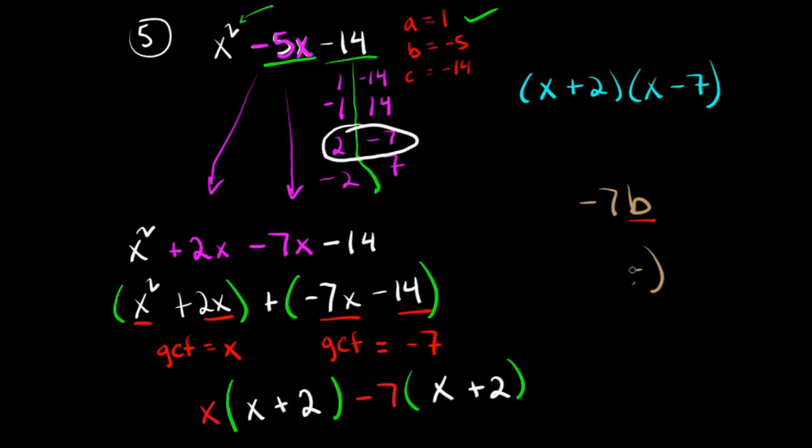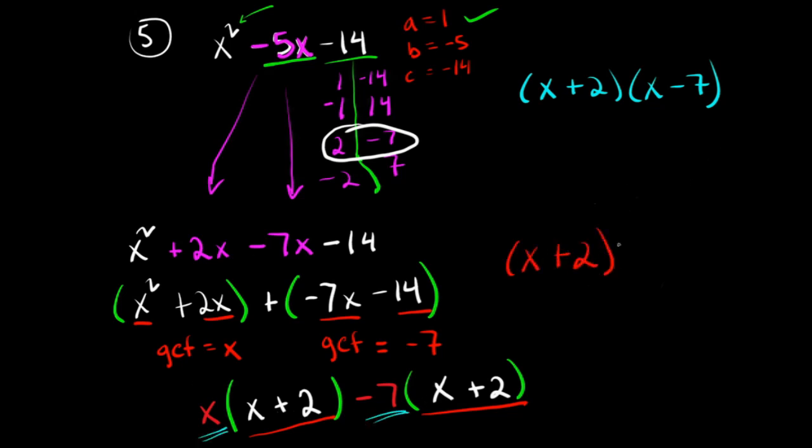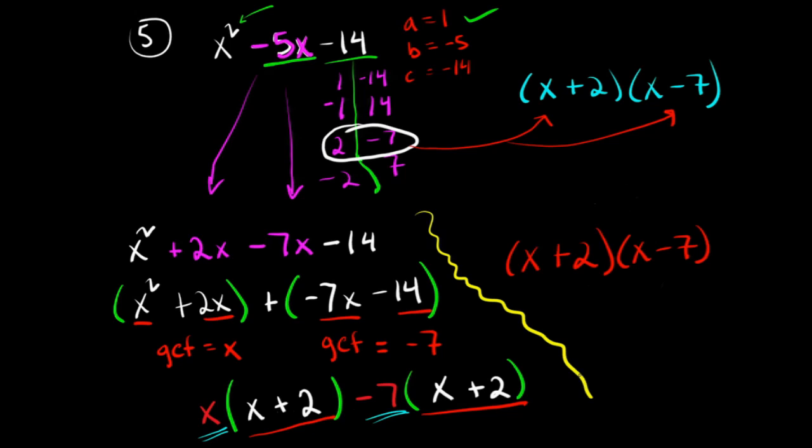Instead of a b, our common factor in both terms is the entire binomial in the parentheses, the x plus 2. That's a common factor for both terms. So I can take an x plus 2 out, and I'm left with an x minus 7. And so again, this is the same thing we got using our shortcut method. The 2 and the negative 7 just go right into your binomial factors.